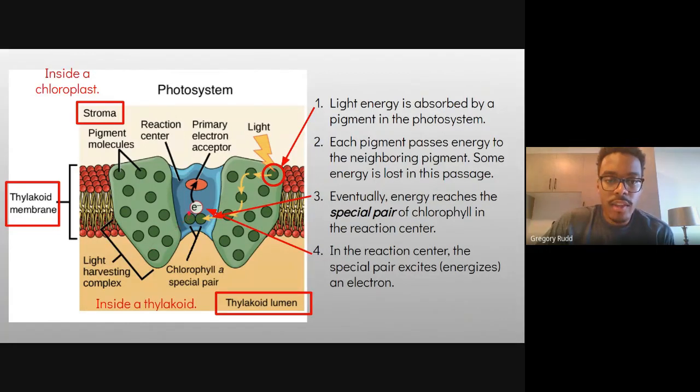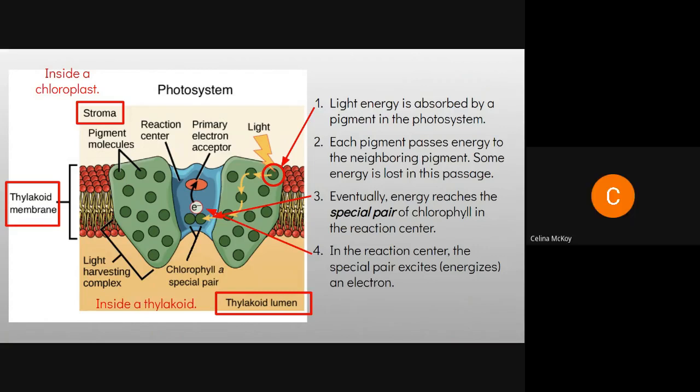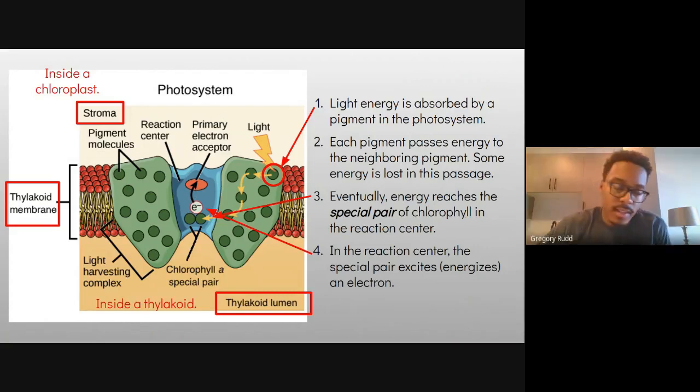So this electron, and where did the electron come from? Someone remind me, where did this electron come from? Because it didn't start off here in the photosystem. The splitting of water molecules. Excellent. So that electron is the result of a water molecule being split apart. Good. And now it's going to be excited. It's going to be charged up. We're giving it energy. It started off at a low energy state, but we use energy from the light to charge it up to a higher energy state.